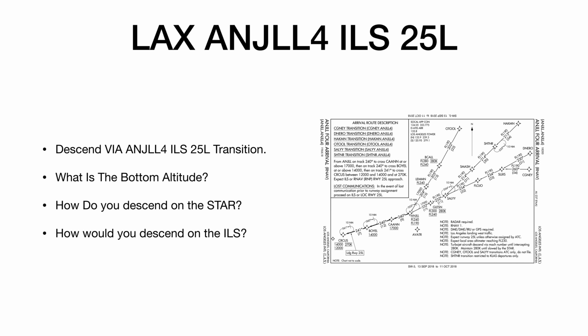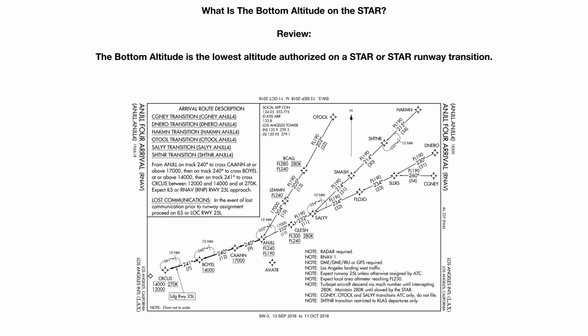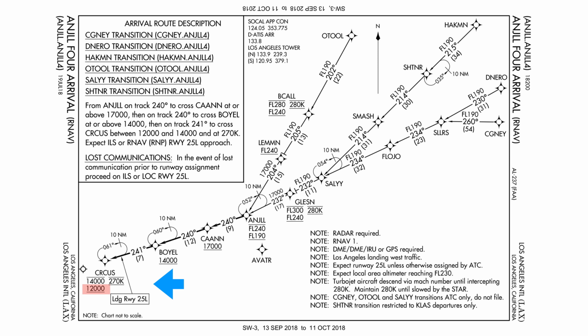So first of all, as a review, what is a bottom altitude on the star? The bottom altitude is the lowest altitude authorized on a star or star runway transition. Now, if you look at this, you'll see we're going from the east to the west, from the right to the left, and Circus is going to be our transition for landing 2.5 left. Let's zoom in on that and take a look at what the bottom altitude is. So let's answer that one first.